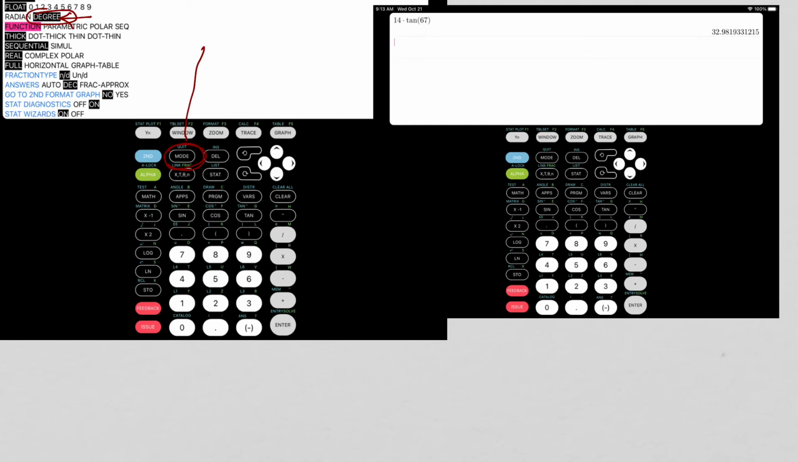These are the 3 buttons we're going to be using, sine, cosine, and tangent, right? So we're doing 14 times tangent 67, enter, and we get the same answer that we got from before.